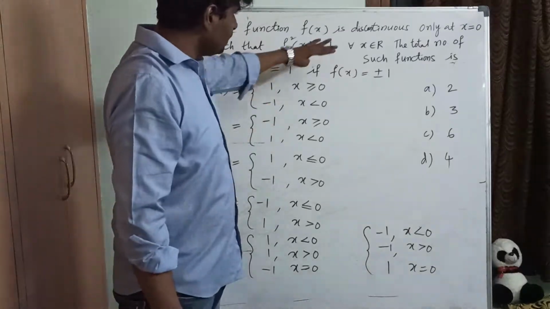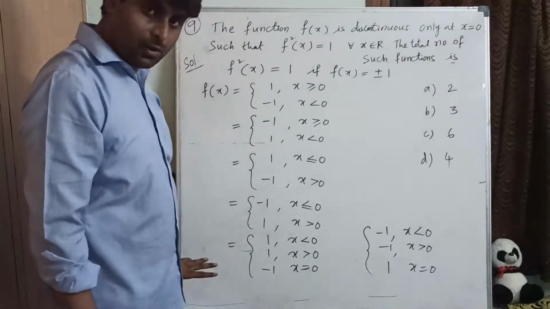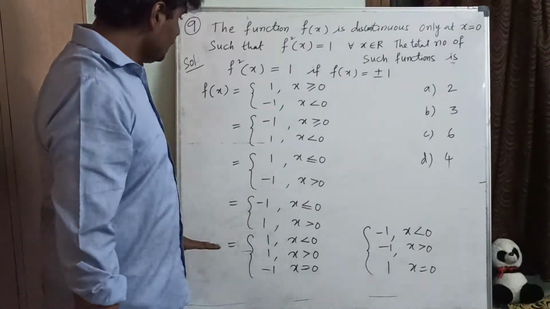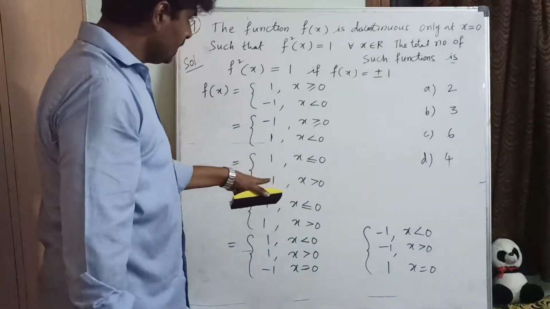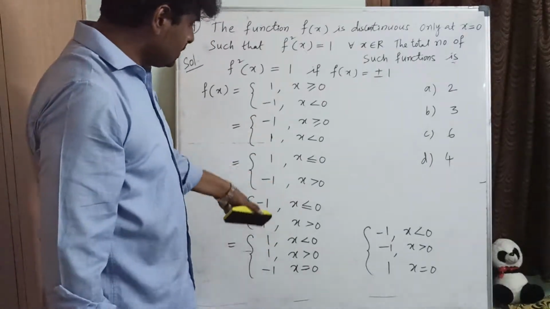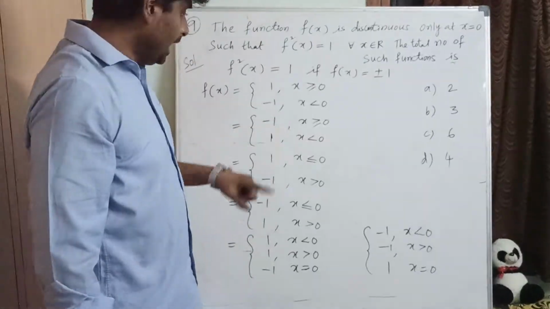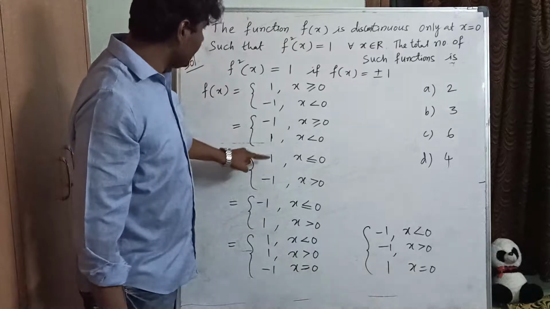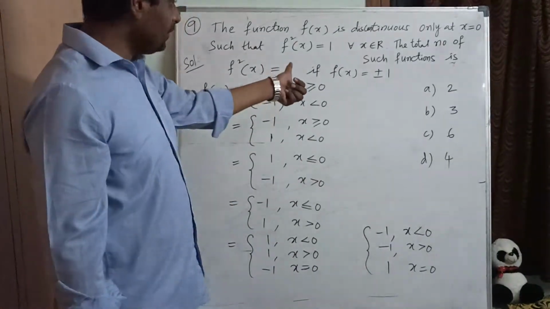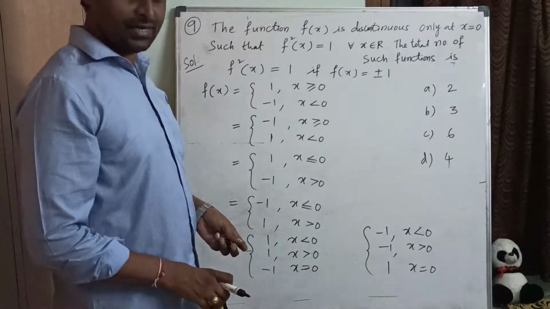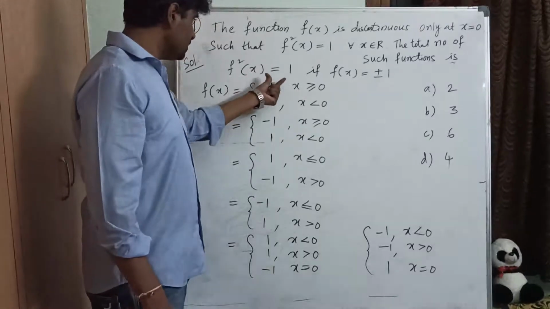Anyway, these are all the cases of discontinuity. The function is discontinuous at x equal to 0. Everywhere the function is discontinuous or not? Yes, everywhere, in that function LHL is not equal to RHL. So all the functions taken here are discontinuous only at x equals 0, and everywhere the function square is 1, when the function is plus or minus 1. So whenever the function is plus or minus 1, its square is 1.